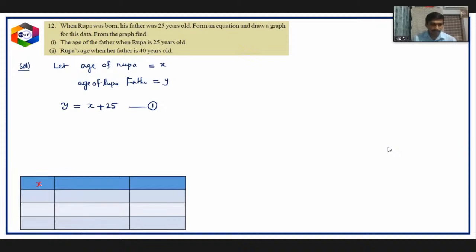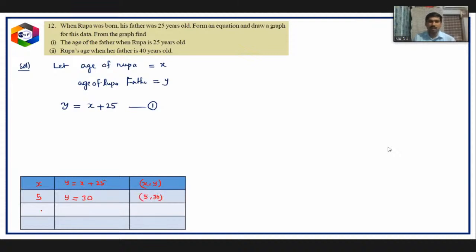This is x, and this is y equals x plus 25, and this is (x, y). Here, since taking 1, 2, 3 years is difficult, and since it is a multiple of 5, I am also going to take multiples of 5. So x equals 5 I am taking. So y will be how much? 5 plus 25, which is equal to 30. So the point will be 5 comma 30.